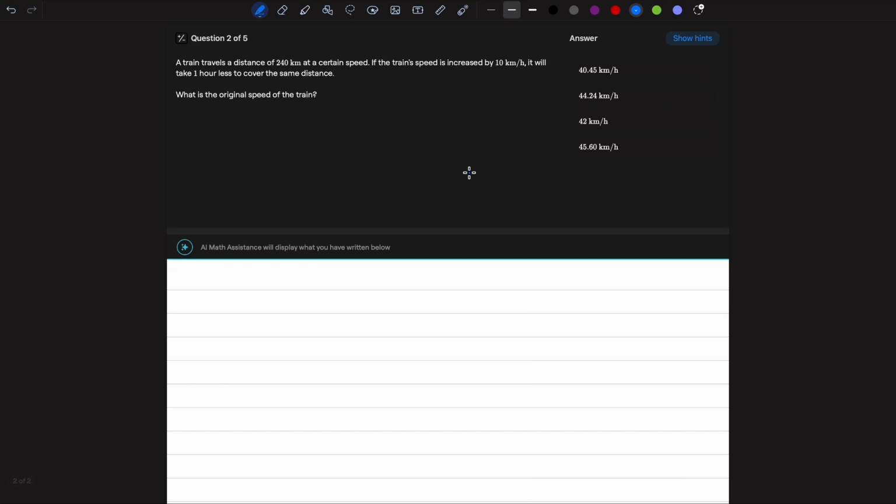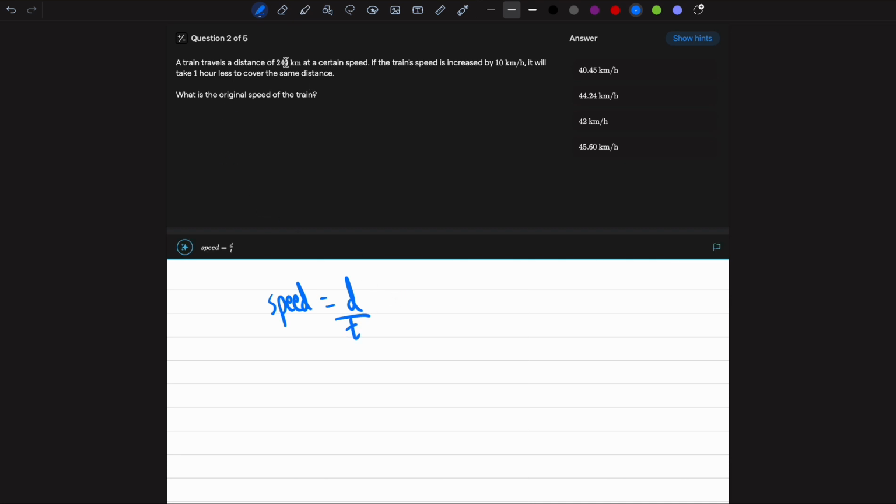The next question says, a train travels a distance of 240 kilometers at a certain speed. If the train speed is increased by 10 kilometers per hour, it will take 1 hour less to cover the same distance. What is the original speed of the train? Okay, so if it's increased by 10, it will take 1 less hour. So speed is what? Distance over time, right? It's equal to distance over time. I'm just going to write it like that.